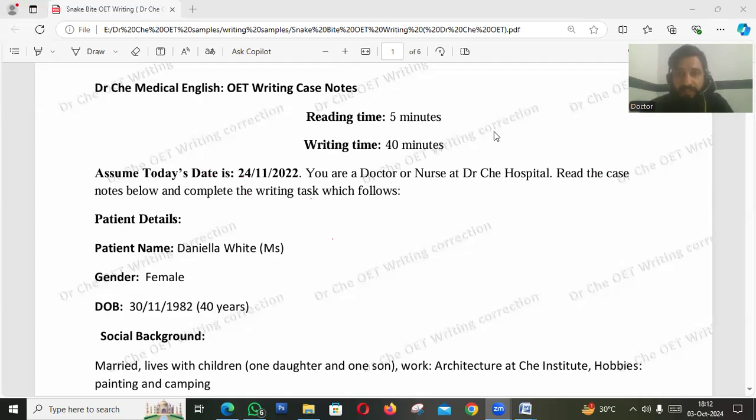So now today, we will discuss this letter. We will try to write like a real letter, okay? So you will learn a lot of things. So first of all, whenever you get a letter in front of you, just quickly read one or two things from the surface and then go to the task, okay? Go to the task, okay? So just assume today's day is you are a doctor and nurse at this hospital. Read the notes below and write the task and complete the task. Okay. Let us go to the task.